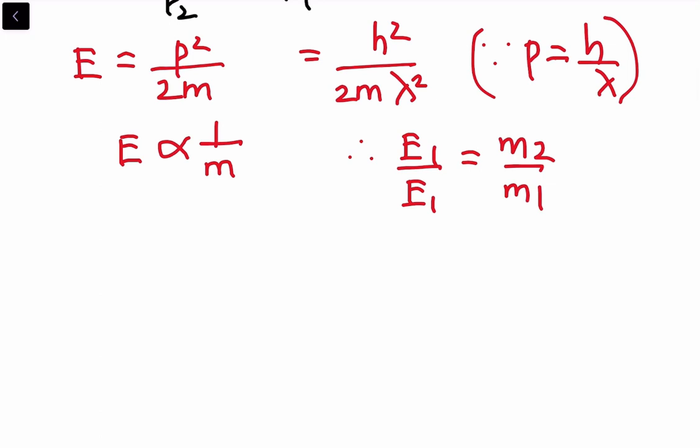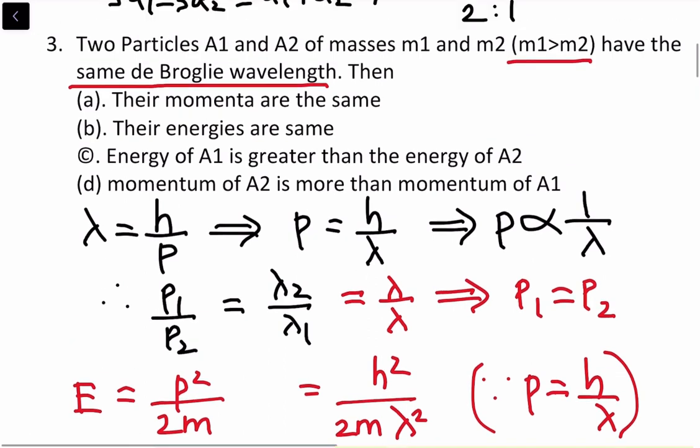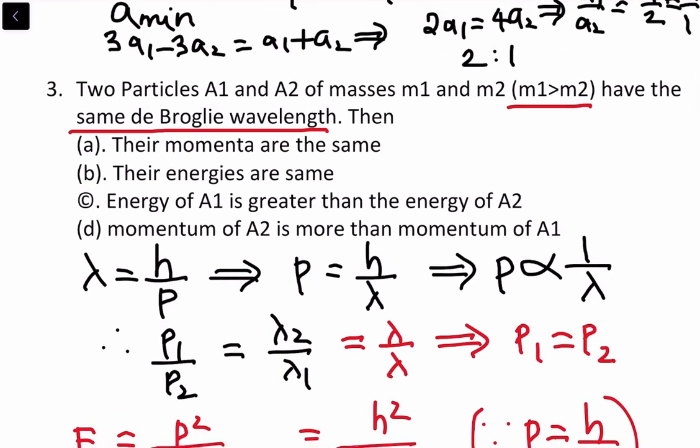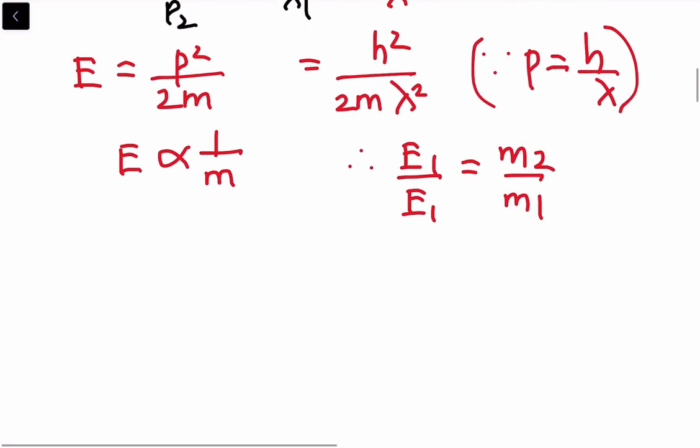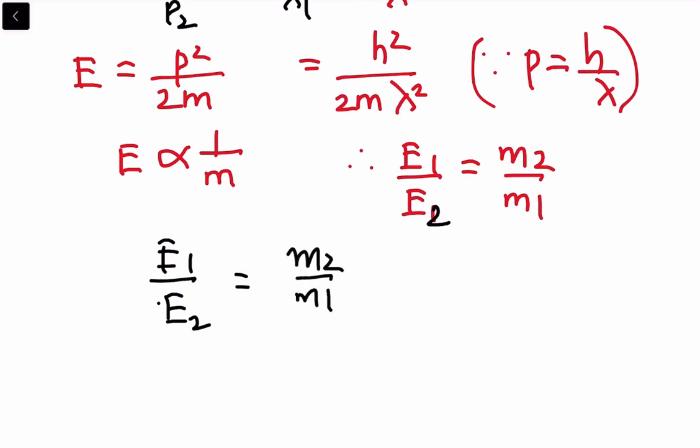Therefore in the problem, what they have given, I'll go up and show you. M1 is greater than M2 they have given. So now here you can see I have written E1 by E2 is equal to M2 by M1, but they have given in the problem M1 is greater than M2. Therefore we can conclude that E2 is greater than E1.